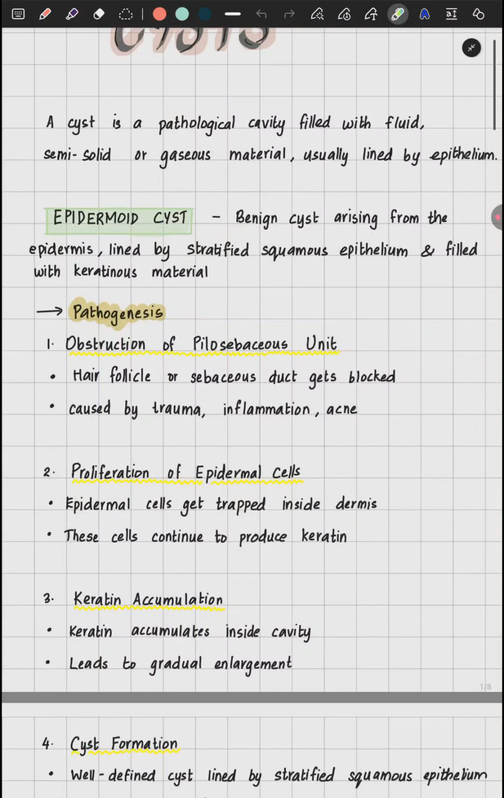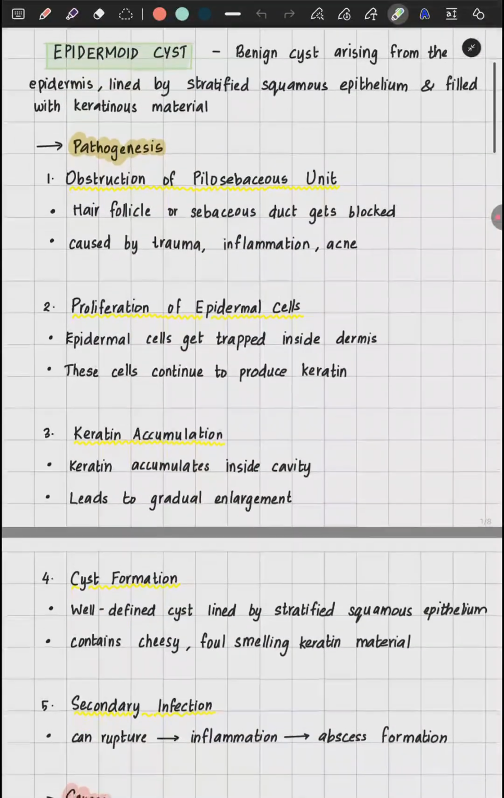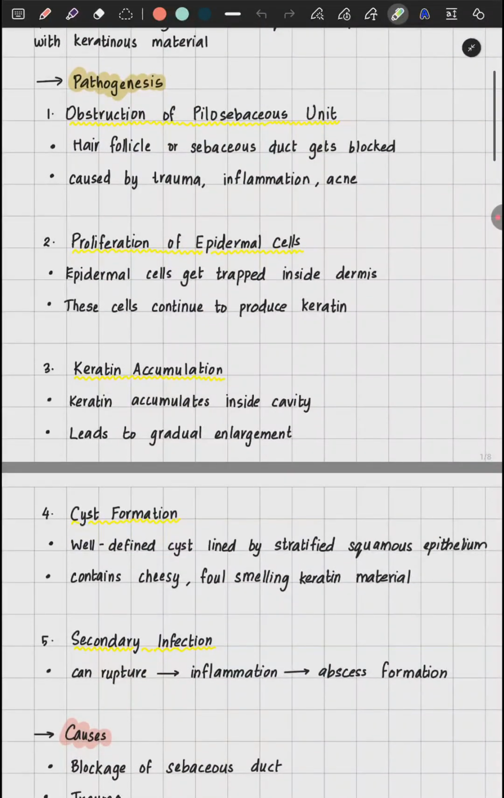To understand how it forms, let's look at the pathogenesis. Initially, there is obstruction of the pilosebaceous unit, which can happen due to acne, inflammation, or minor trauma. Because of this blockage, epidermis cells get trapped within the dermis. These trapped cells continue to grow and produce keratin. Since this keratin cannot escape to the surface, it accumulates and forms a cystic cavity filled with thick, cheesy material. If the cyst becomes infected, it may rupture and cause inflammation, leading to pain, redness, and sometimes abscess formation.